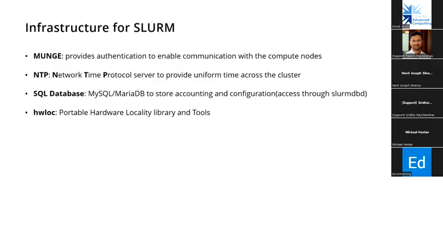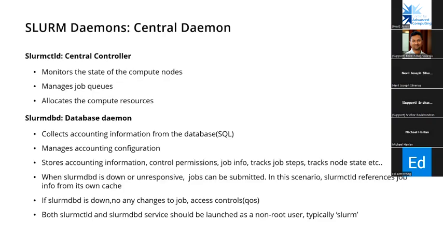That's a quick introduction of how SLURM is set up, or how they recommend SLURM to be set up. Coming to the central daemons, we have slurmctld, which is the central controller. This is the control daemon that monitors the state of the compute nodes, manages the job queues, and allocates the compute resources to the jobs as the resources become available.